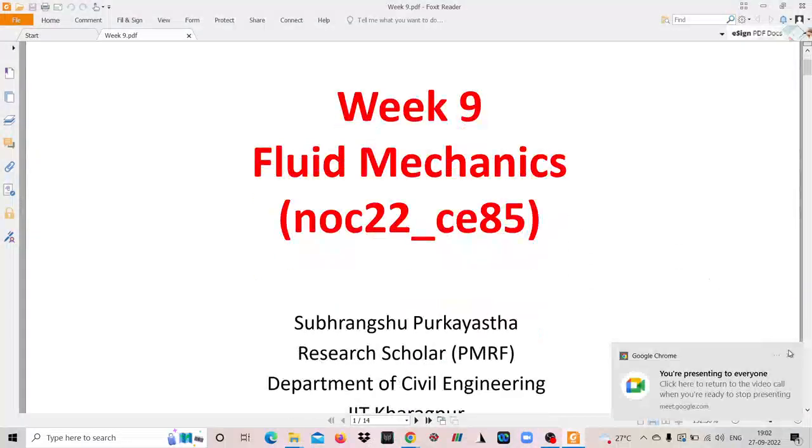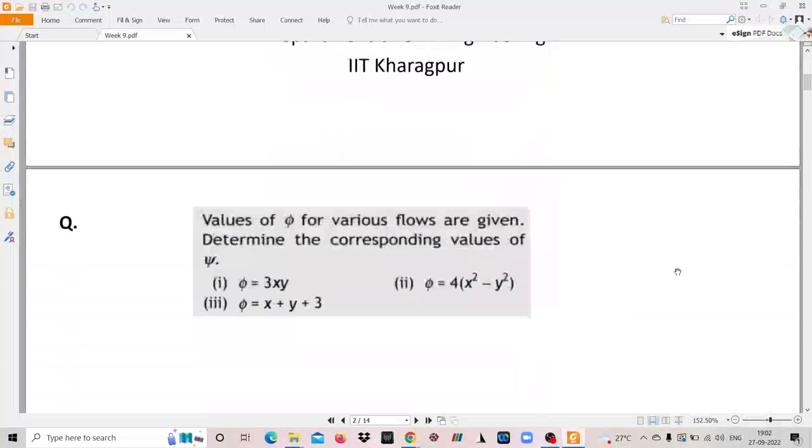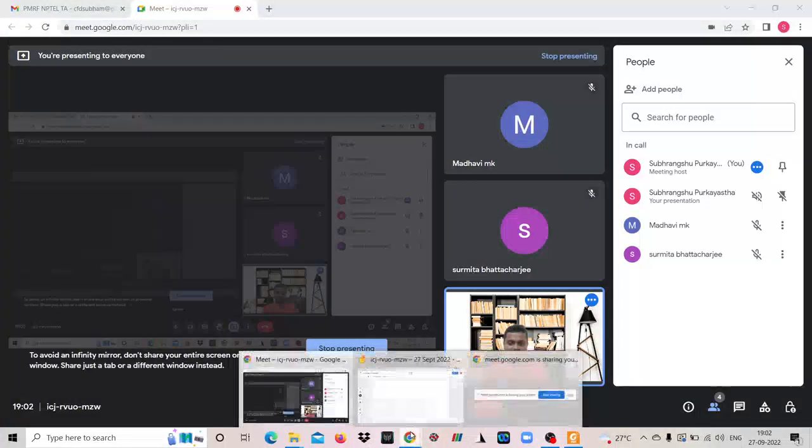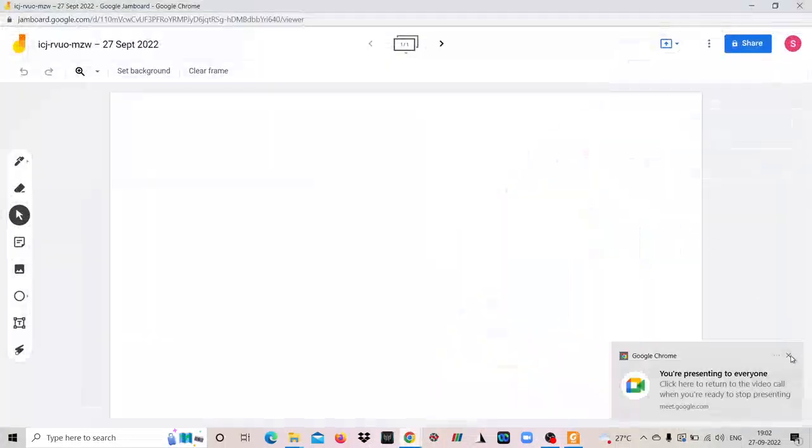So let's move to the first question. Values of phi for various flows are given. If you determine the corresponding values of psi, so what is phi? Phi is velocity potential function, and what is psi? Psi is stream function. Now, what is the relationship between phi and psi and the velocity field?